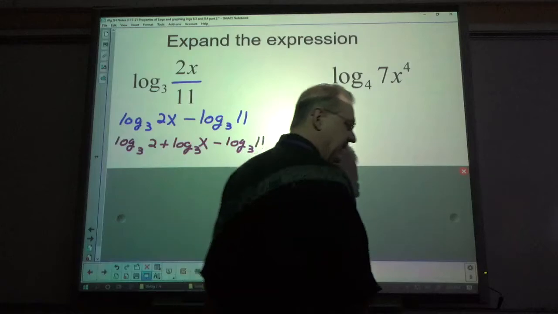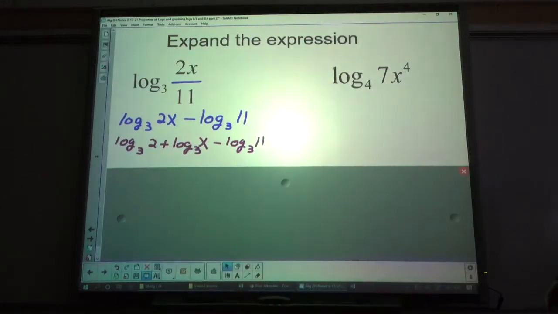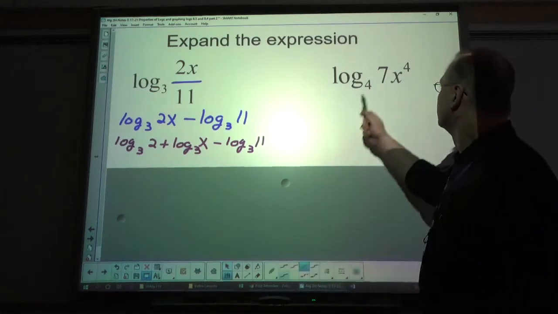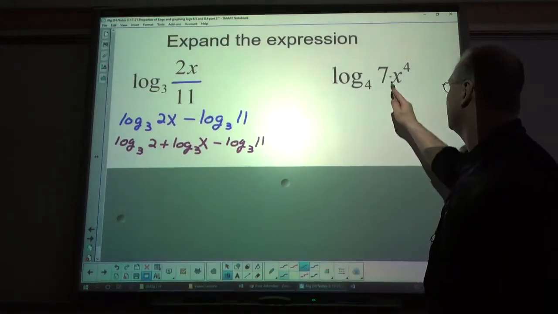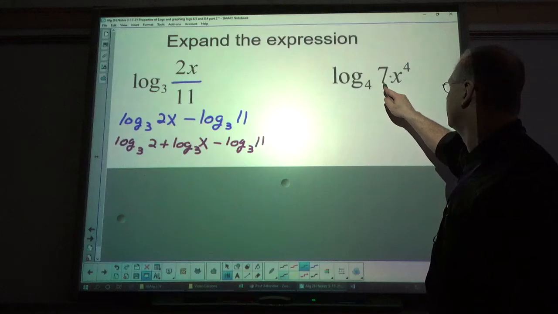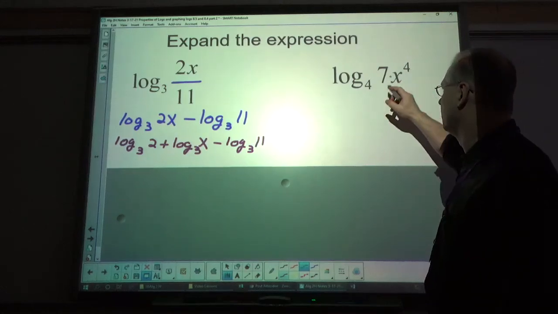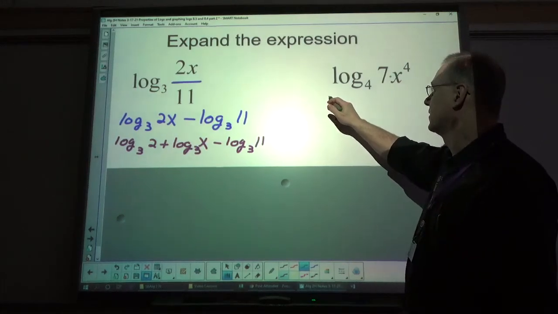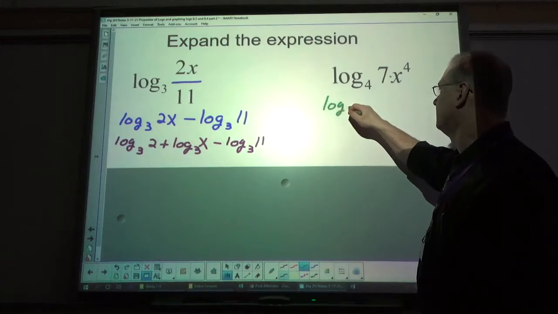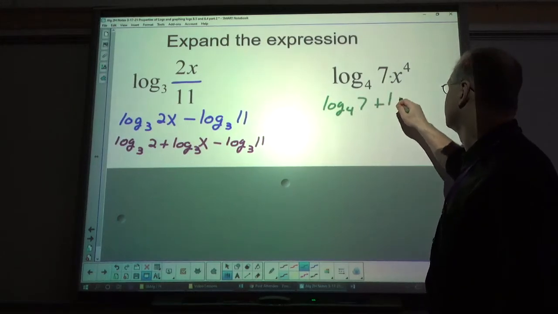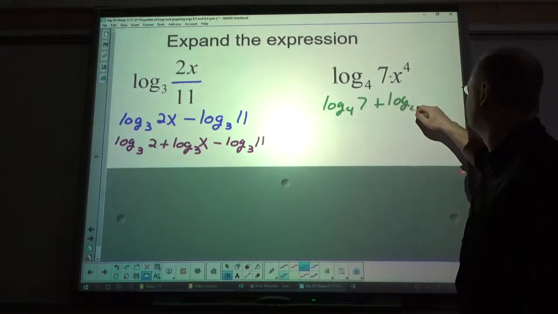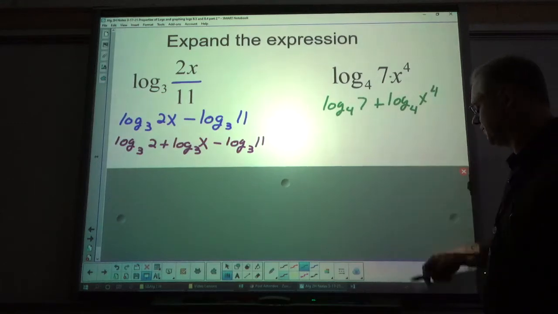All right. As I go through these, if you feel like, I know how to do this, pause it before I start the problem, and then do it on your own and see how well you did. This one, multiplying is happening between the coefficient and the variable to a power. So that's how we're going to start, by breaking log base 4 of 7 plus log base 4 of x to the 4th.